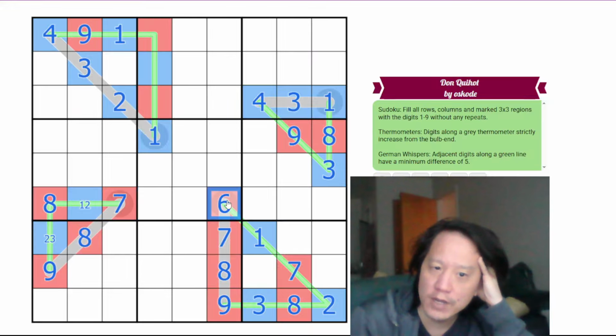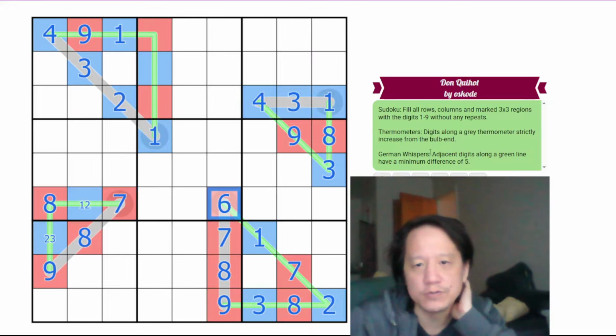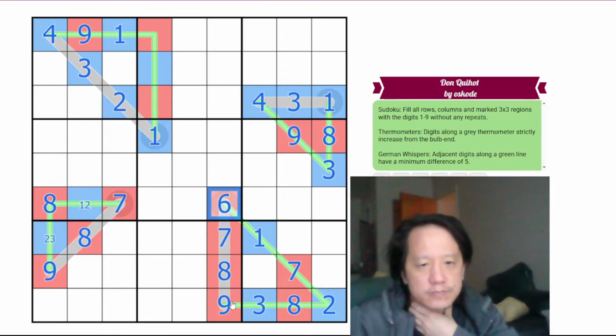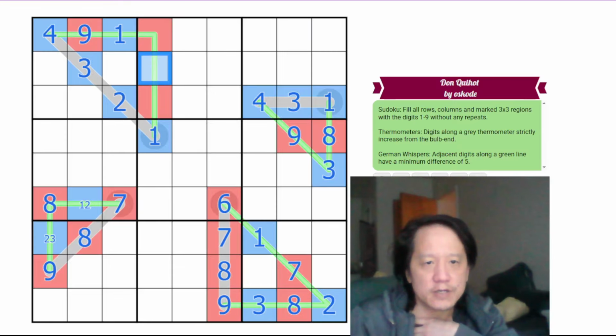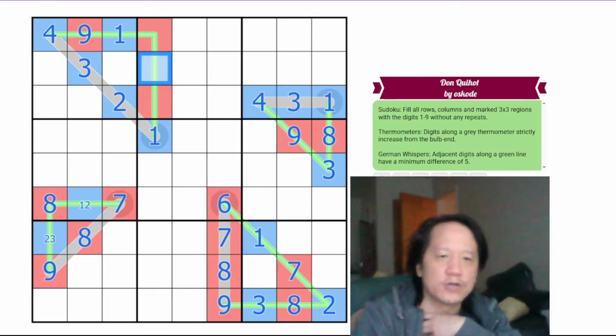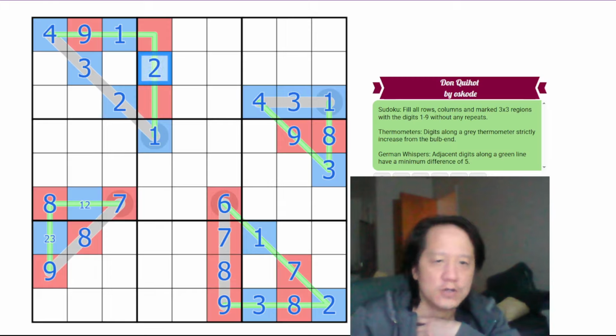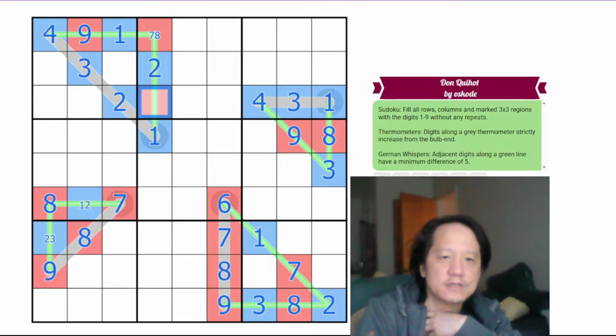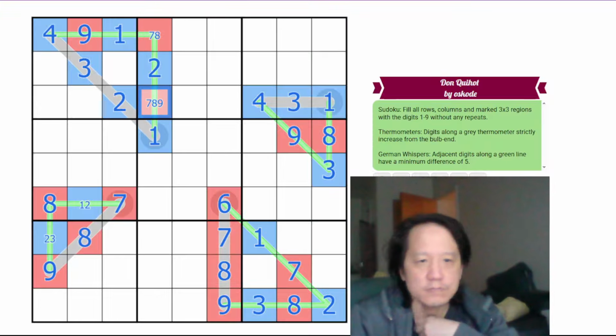So now we have to do just normal Sudoku. We have a lot of 9s and 8s. This cannot be next to 1. This is next to 2 unique digits on a whispered 5 line. Cannot be 1 or 3, so it can't be 4 either, so this is 2. 2 can be next to 7, 8, or 9. So this is 7 or 8. And this is 7, 8, 9 here.